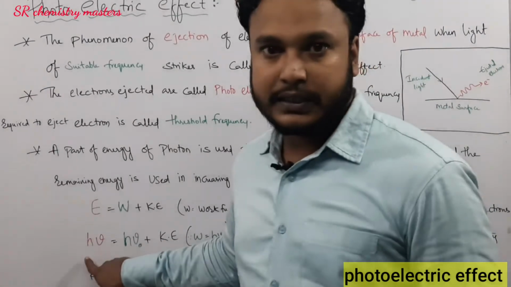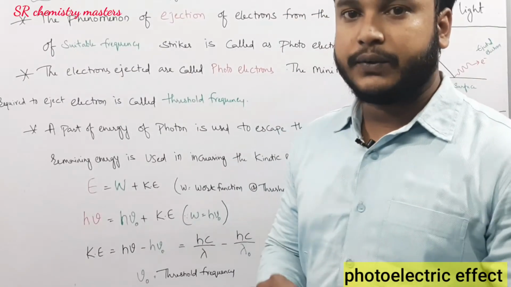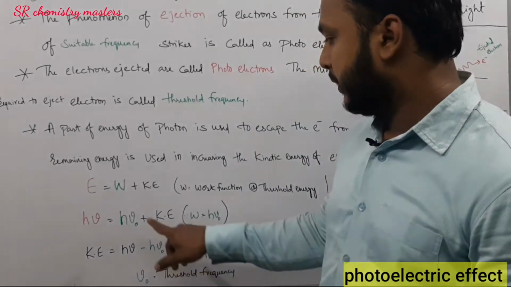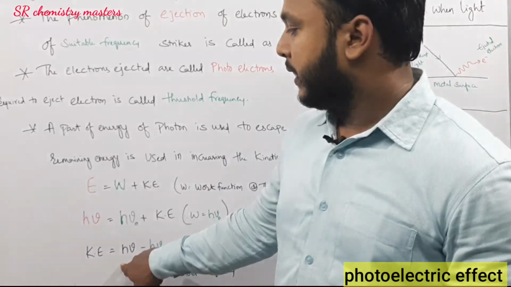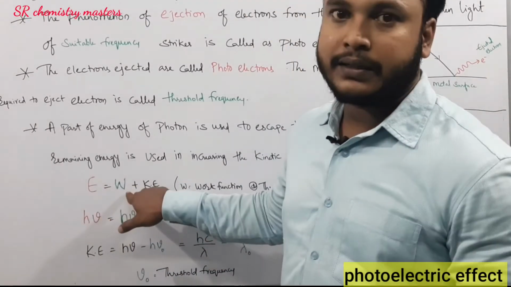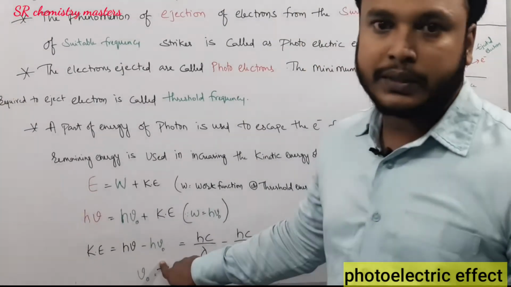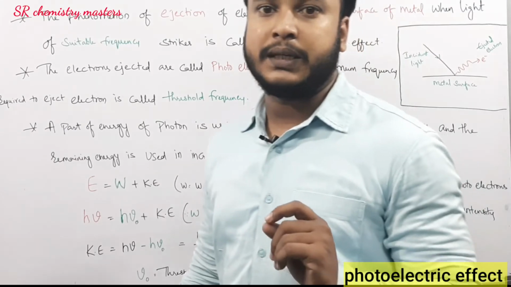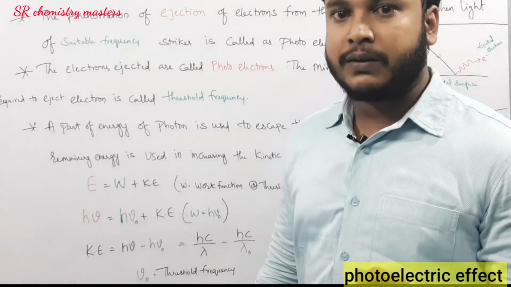On further simplification, hν = hν₀ + KE. If you are willing to know the kinetic energy of the electron, you should subtract hν₀ from hν, that is, energy supplied minus work done for the separation of electrons. Here remember, ν₀ is nothing but the threshold frequency. As you know, the threshold frequency is the minimum frequency which is required for the ejection of electrons from the surface of the metal.